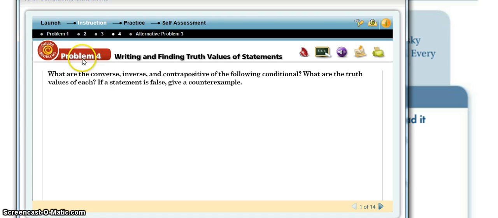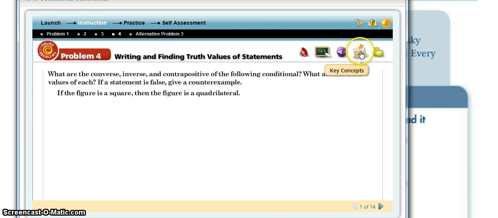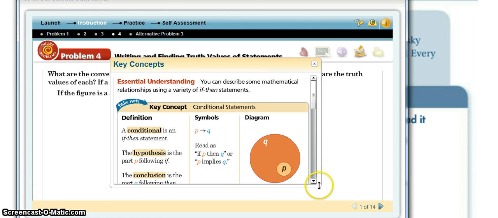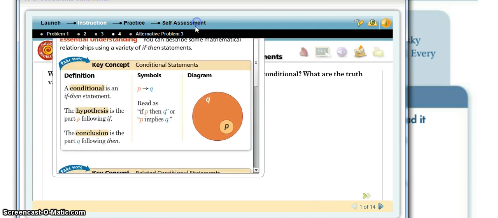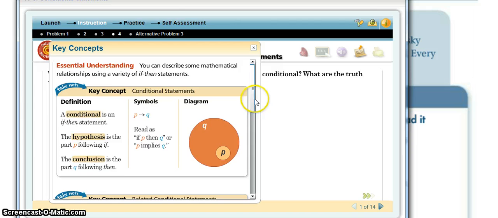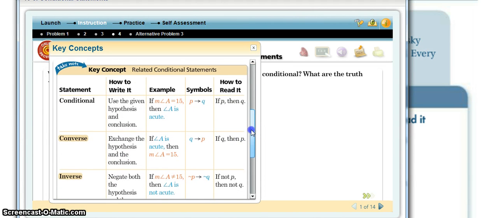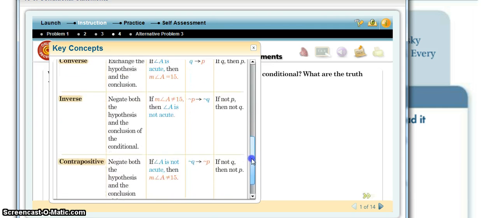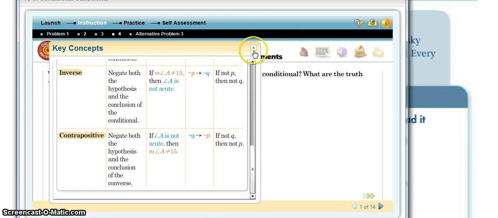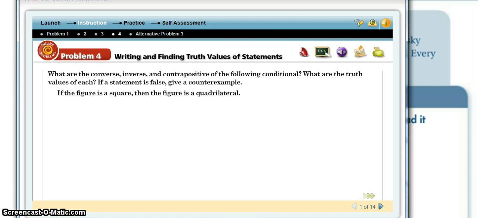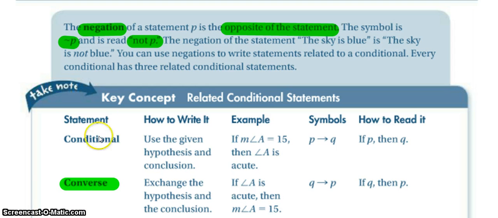So if you're now in problem 4 of the Pearson module, one thing you need to look at here is up in these menus, right where the note is pinned up. That's our key concept menu, and that will show us some really important information here. This table right here, which is also in your notes, it goes over the conditional, the converse, the inverse, and the contrapositive. So I'm going to pull up my little table, which shows it a bit easier.